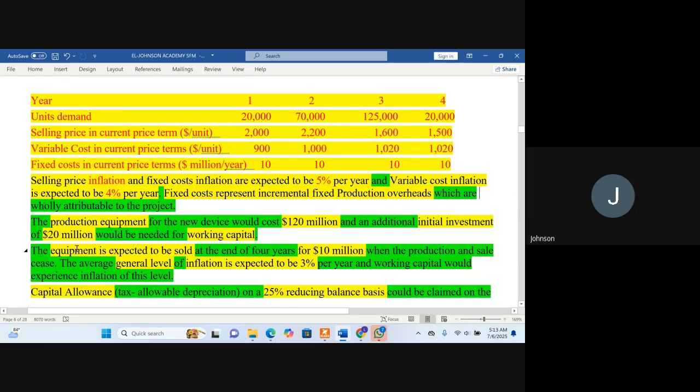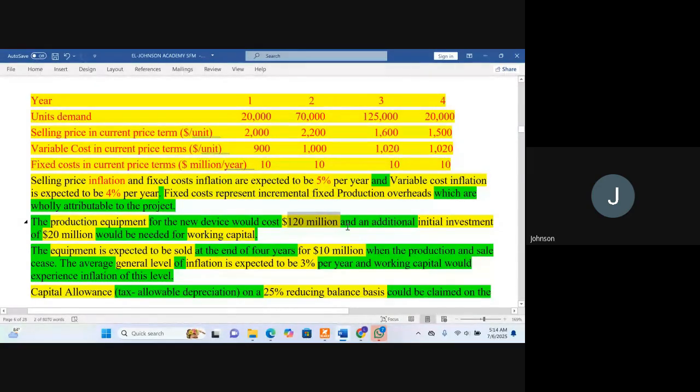All right, so they now say that the production equipment for the new device would cost 120 million and an additional initial investment of 20 million would be needed for working capital. So the first equipment, that is the fixed asset. The first equipment requires 120 million. Okay, that is the fixed asset of the project.